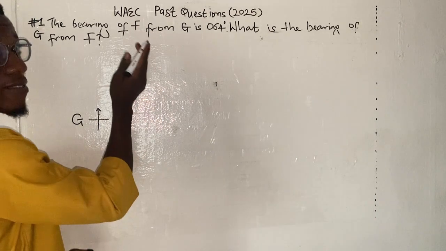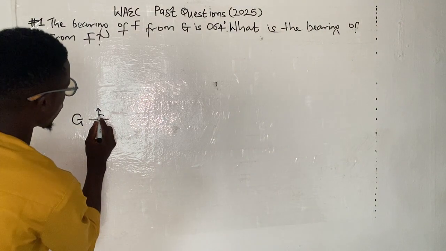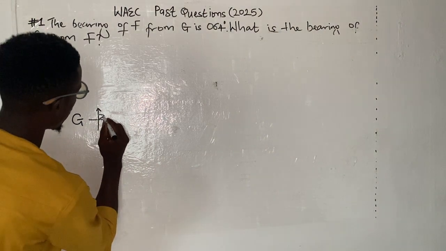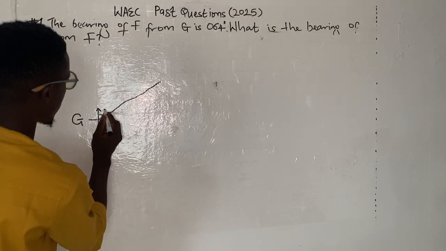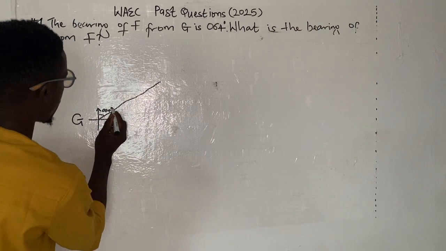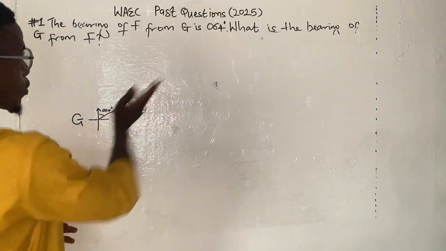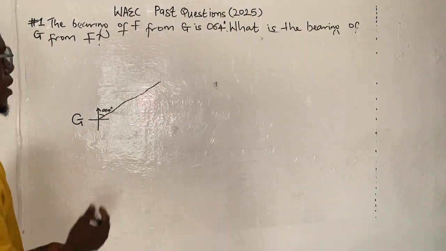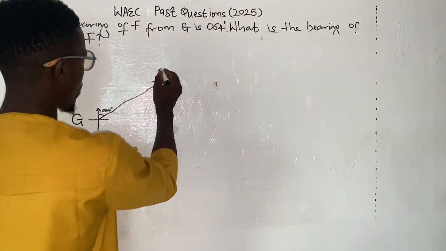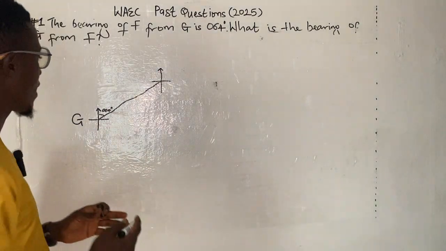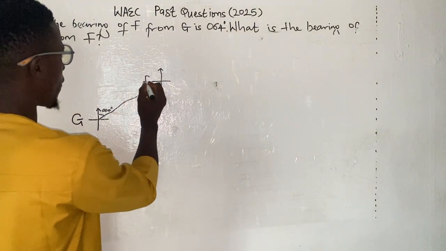But in this case, we have 64 degrees. So we just do it this way. Let's assume this is 64 degrees. Then you draw a line that shows the direction of the bearing. So from here to here is 064 degrees. That's the direction towards F. Let's assume that this is F on this spot and it has its north here. So we know the bearing of F from G.